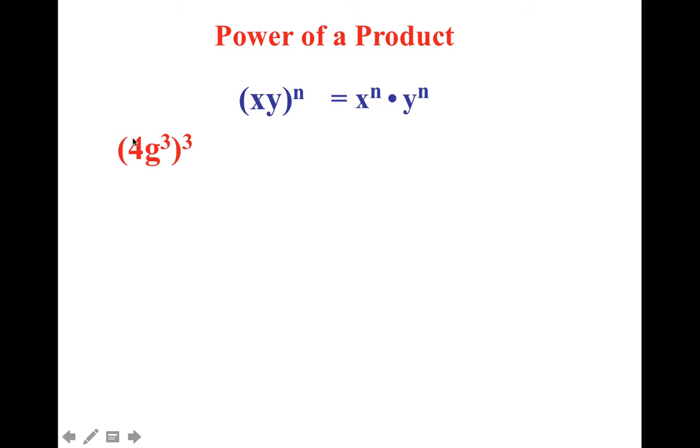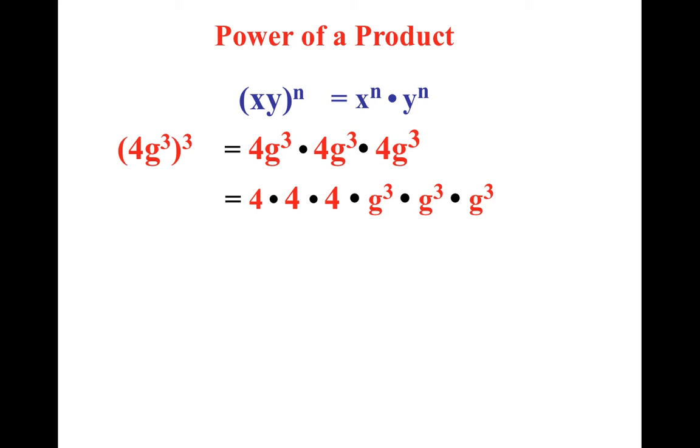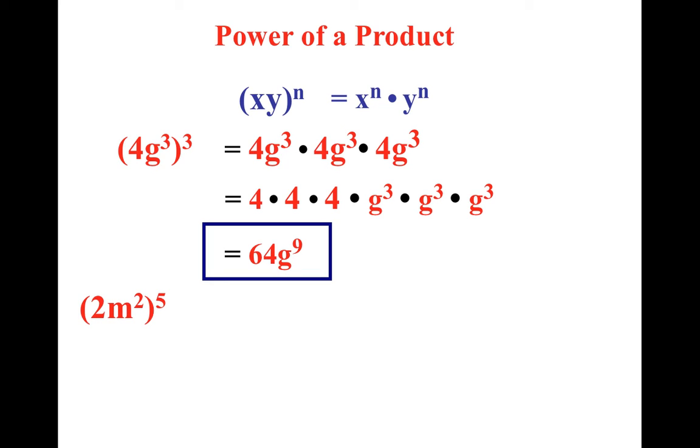The exponent affects what it touches, so everything gets repeated. So I have 4g to the third, 4g to the third, 4g to the third. That's 4 times 4 times 4, and g to the third, g to the third, g to the third. 64, g to the ninth. I actually knew that one in under 5 seconds. Why don't you guys try this one?